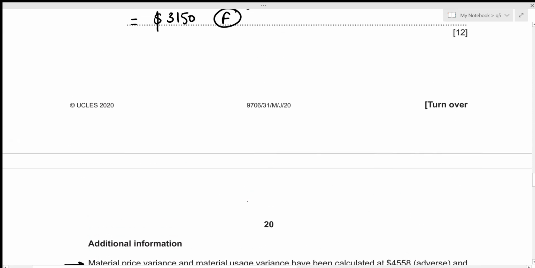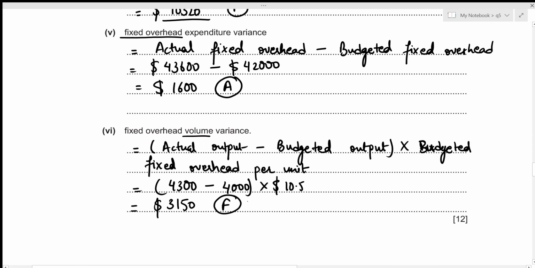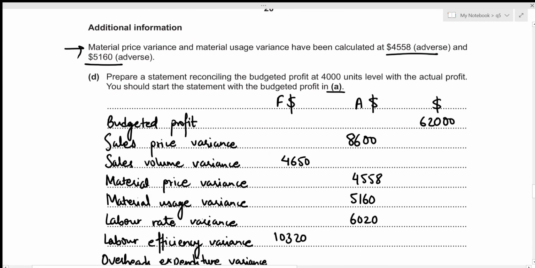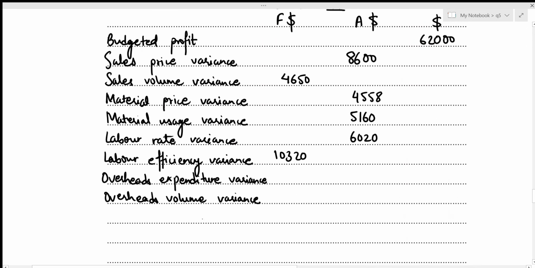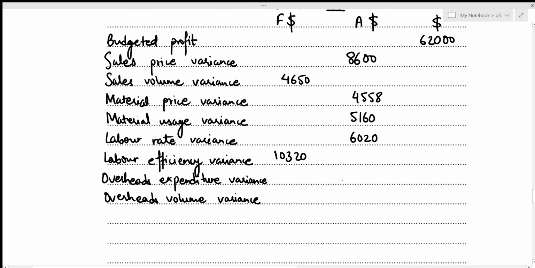Let's have a look above. We figured both these in our third part. So we have fixed overhead expenditure variance of 1,600 adverse condition and fixed overhead volume variance of 3,150 favorable condition. Let's record both of these. So we had our overheads expenditure variance of 1,600 adverse condition and the overheads volume variance of 3,150 favorable condition.